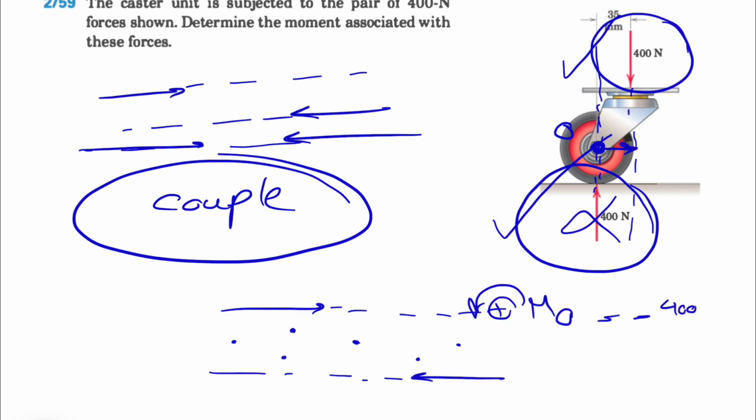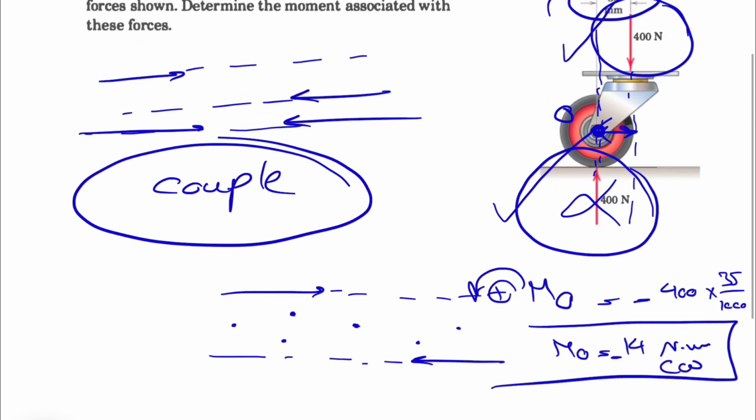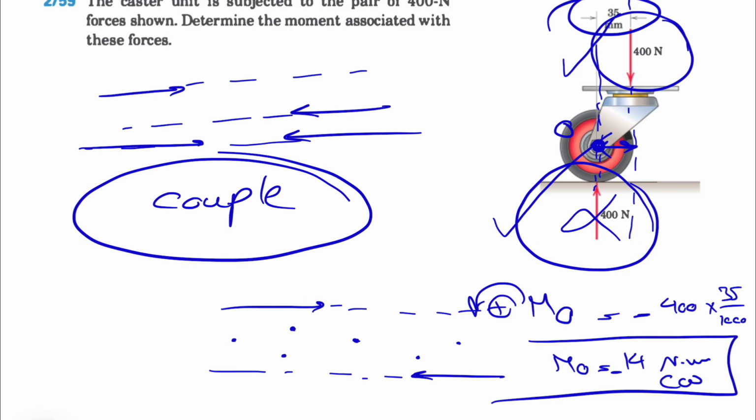So basically this distance here, which is 35 millimeter, and if we want to get it in meter, we have to divide it by 1000. 35 divided by 1000, and our moment will be 14 Newton meter. And we have a negative sign in here which shows the moment is clockwise. So basically we have a couple in this question that makes a moment of 14 Newton meter clockwise, which would be associated with these two forces.